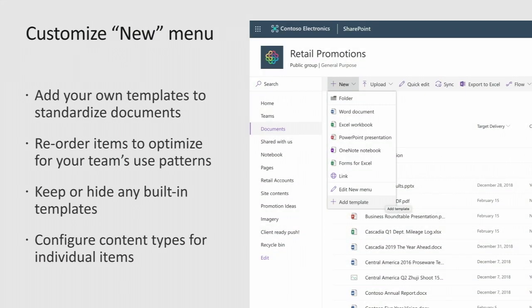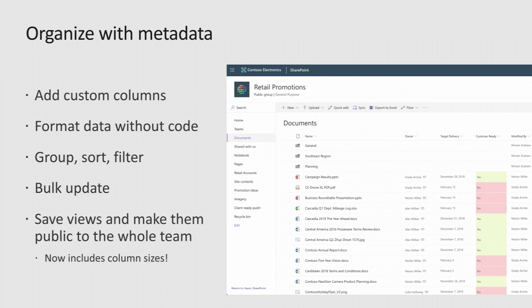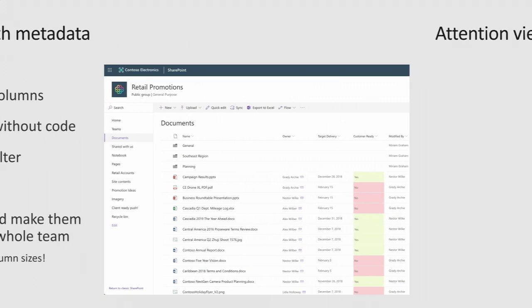You can customize the new menu so that people who land in your library are able to get to what they want and create documents that look the way you want. It lets you standardize on things like company formatting, on necessary fields. We've made it easy for you to organize with metadata. You can add custom columns. We have column formatters that let you configure your stuff to look the way you want. You can group, sort, and filter. You can do bulk edits, and you can save views to make them available to your whole team.